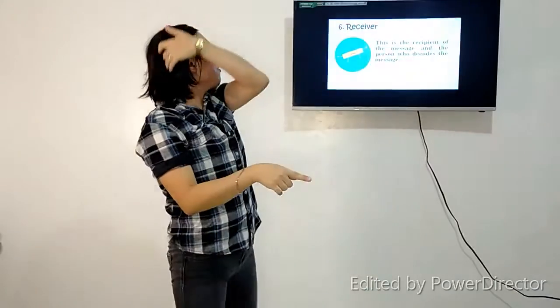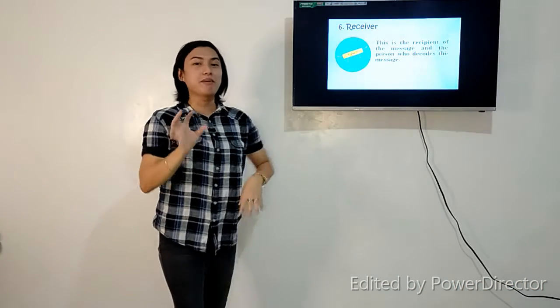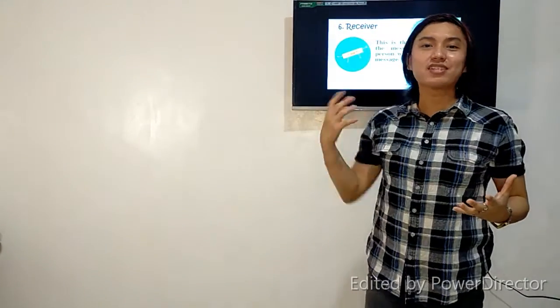Receiver is the sixth element of communication, which means the recipient of the message and the person who decodes the message. Now, if the sender is what we know, the speaker, the receiver is known as the listener in the communication process. Now, there is an important role portrayed by the listener or the receiver. He or she is the reason why the senders or the speakers create an idea, a thought, or a message to be sent or delivered.